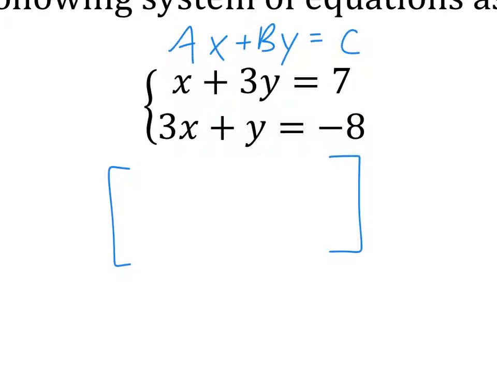And it's very easy to write the matrix. All you do is take all of the numbers and then write them into the matrix. For example, first equation, x plus 3y equals 7 becomes 1, 3, 7. Okay, so just take the numbers. The second equation, 3x plus y equals negative 8 becomes 3, 1, negative 8. Okay, and then what I like to do is I like to indicate where the equal sign was. So I put a line here that tells me that was where the equal sign was.